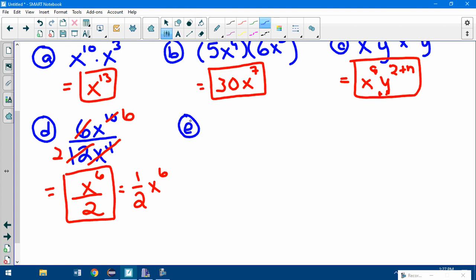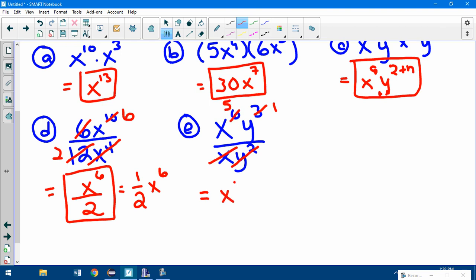Part E, x to the 6th, y to the 3rd, all over xy squared. Think about it for a second. What do you think it's going to be? Did you say x to the 5th y? You're super smart if you did. 2 y's go away, leaving 1 on top. This 1 x is going to cancel, leaving 5 on top. So x to the 5th, you could write y to the 1st, or you could just write y.